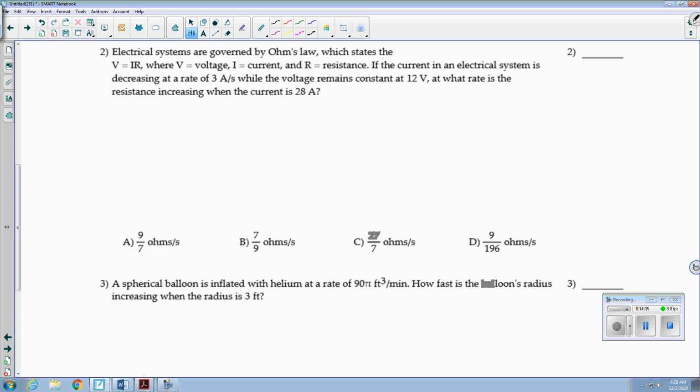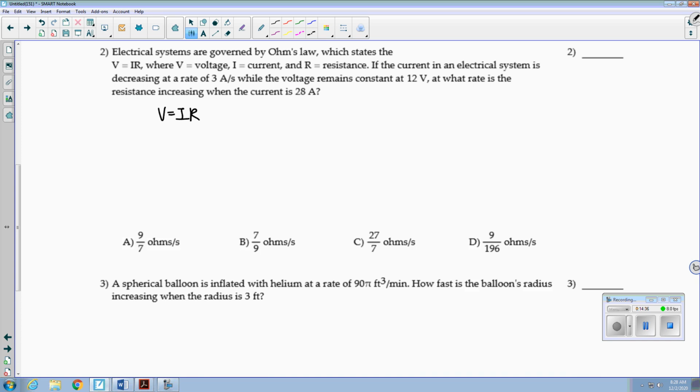Electrical systems are governed by Ohm's law, which states that the voltage is equal to the current times the resistance. So they're actually giving us the equation in this problem, which is nice, so we don't have to come up with our own. If the current in an electrical system is decreasing at a rate of 3, I'm assuming that's amps per second, while the voltage remains constant at 12 volts, at what rate is the resistance increasing when the current is 28 amps?